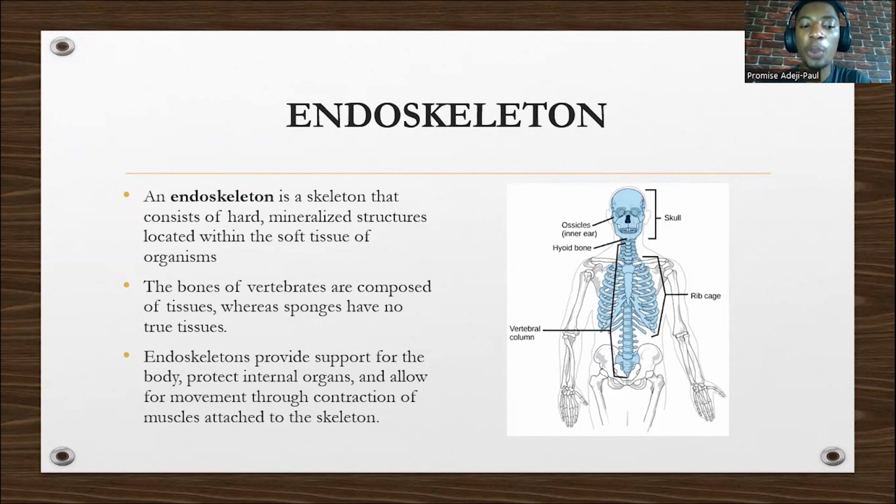Endoskeletons provide support for the body. They protect internal organs. For example, our skull protects our brain, and our rib cage protects our lungs and our heart. They also allow for movement through the contraction of muscles that are attached to the skeleton. For example, you see me, I can move my hand. That's because the muscles here are attached to bone. On my arm we have the humerus, and we also have the ulna and radius. Those are skeletal components to which our muscles can easily attach to provide movement.